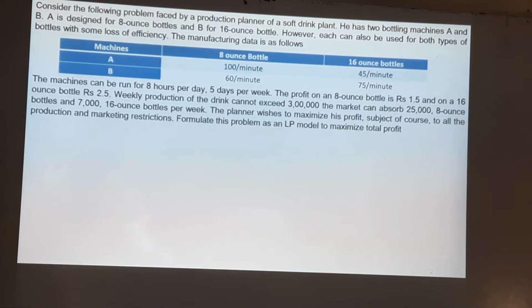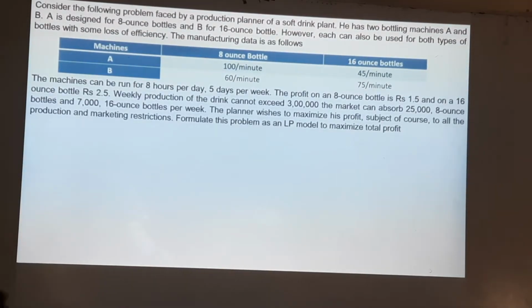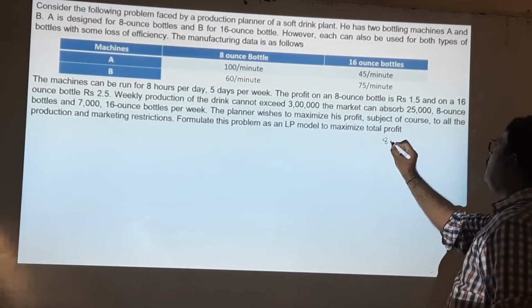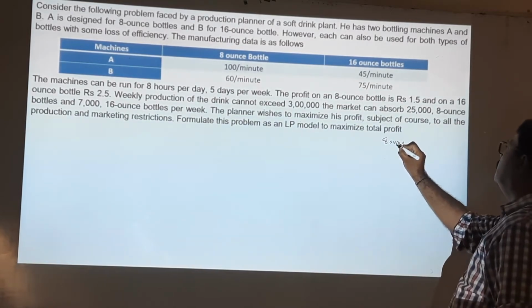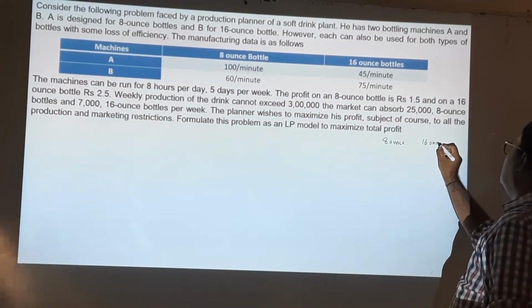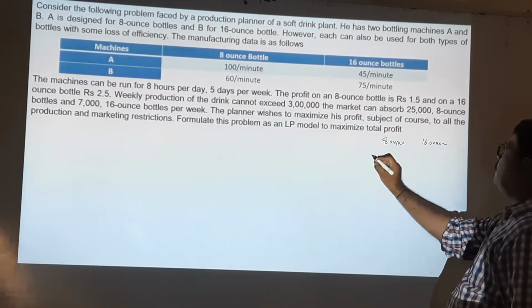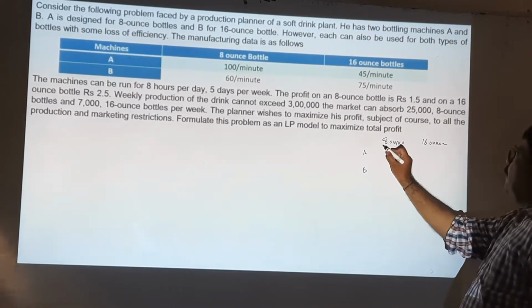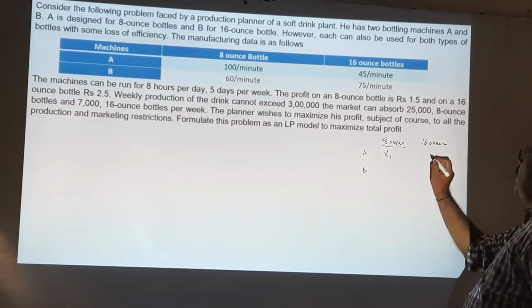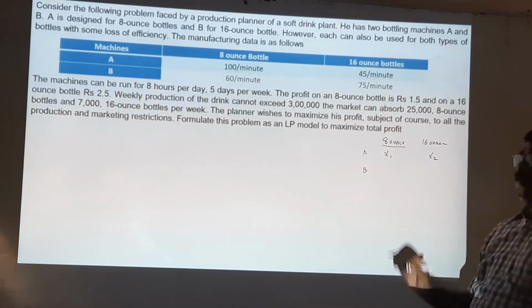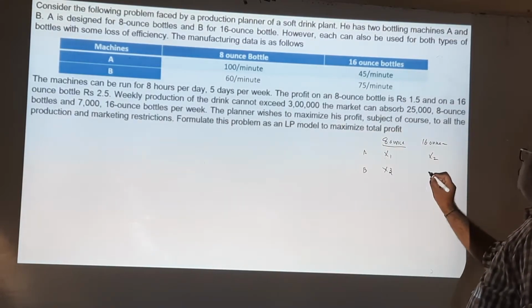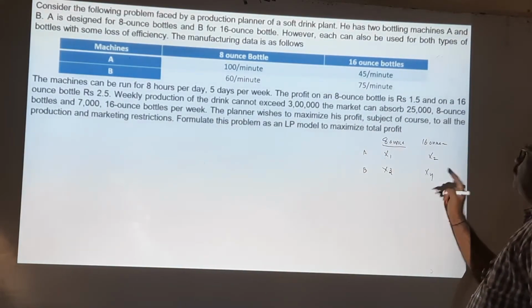What we are going to do is we are just arbitrarily giving some variable associated with these outputs. So I am just giving the output like this. This is 8-ounce bottle and this is 16-ounce bottle, and this is machine A and machine B. So machine A, how many 8-ounce bottles? X1. Machine A gives you X2 16-ounce bottles. And machine B gives you X3 8-ounce bottles and machine B gives you X4.